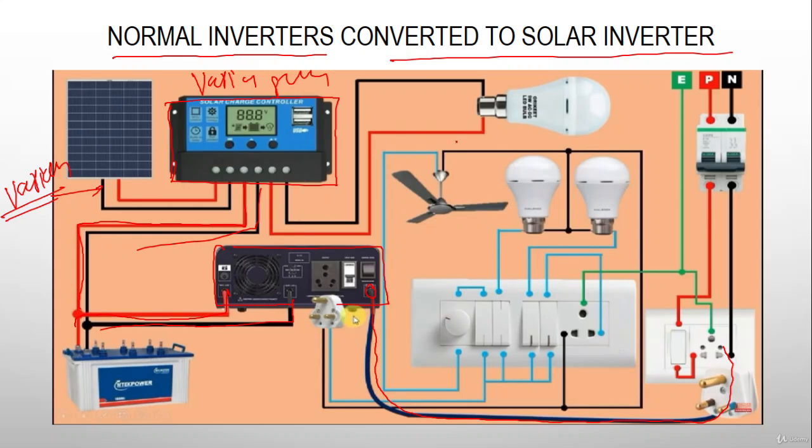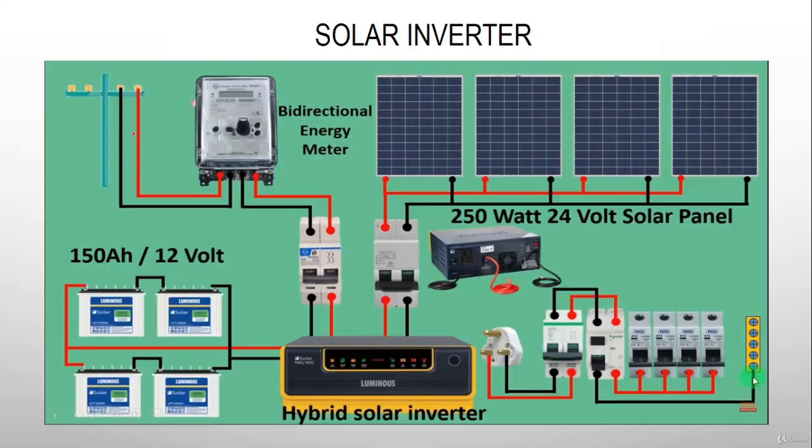And if required, if we are using some DC appliances, we can directly give the connections to the DC appliances also. But whenever we want to convert the normal inverter into a solar inverter, we need to introduce the charge controller in the system. Then the system can be used as a solar powered system also.